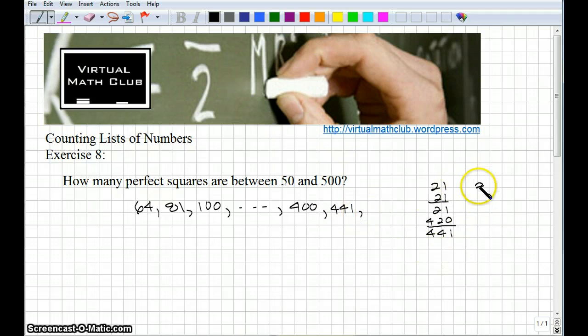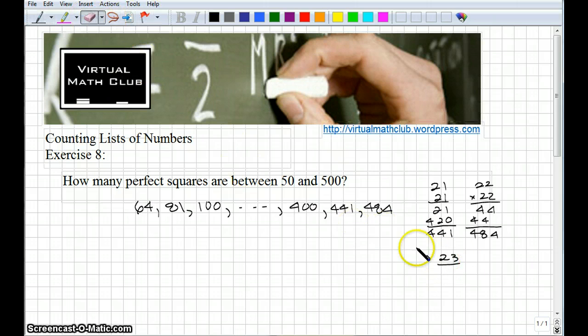So how about 22 squared? 22 times 22. That shouldn't be too bad. 44, 44. So it looks like 484. Alright, I think we're close, if not there. So 484 is the next one. So let's try 23 squared. I'm guessing that's going to be, whoops, that's going to be too big, but let's try it. See what we get.